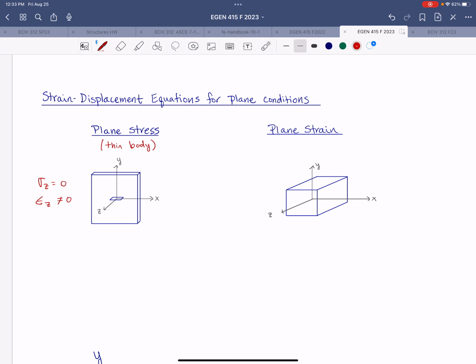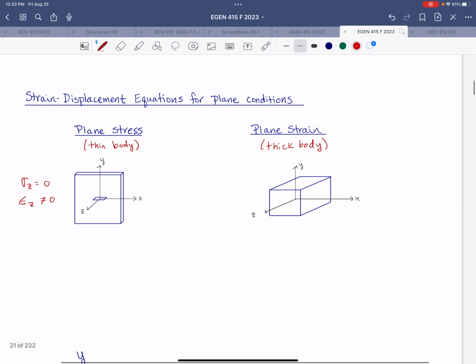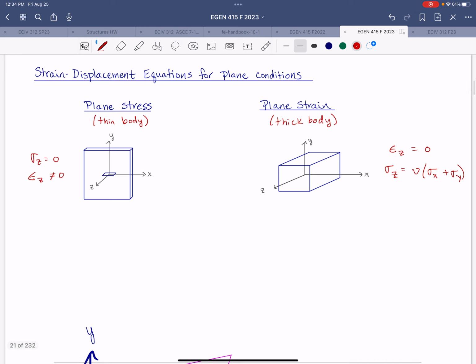It's not. With a thick body, however, all right, so this would be a plane strain, we have the opposite, all right? So normal strain in z is essentially 0, and the normal stress in z is not 0. In fact, it would be equal to Poisson's ratio, which is that Greek letter nu, times the sum of the normal stresses in x and y. So let's see. All right, so I'll stick with the thick body for now. We've got strain in y and x, but not in z.